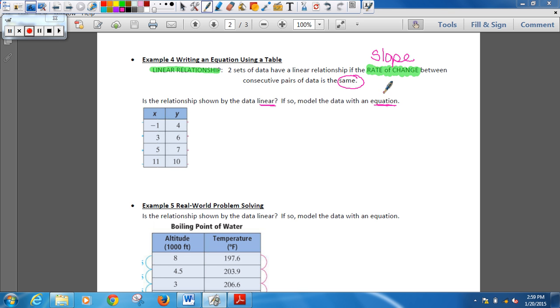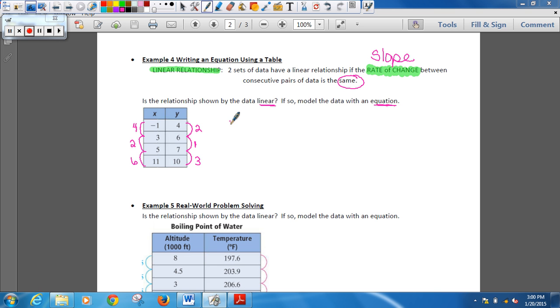Well, in order to see if it's linear, I have to compare the slopes. So I need to find the difference in the x's each time and the difference in the y's each time. The difference in the x's, -1 to 3 is plus 4. 3 to 5 is plus 2. 5 to 11 is plus 6. 4 to 6 is plus 2. 6 to 7 is plus 1. And 7 to 10 is plus 3.